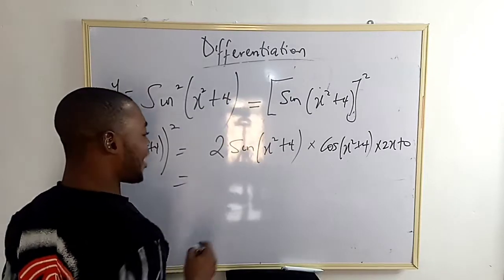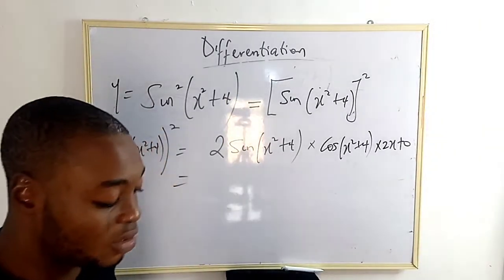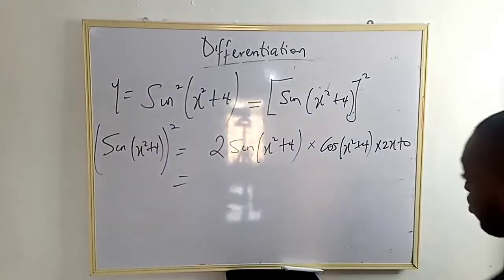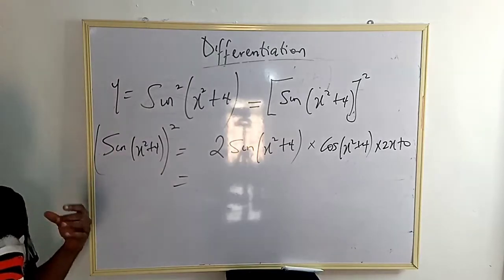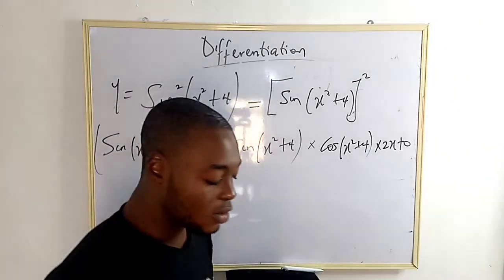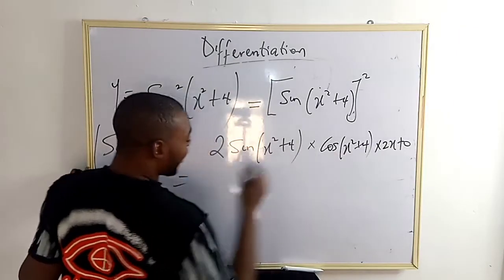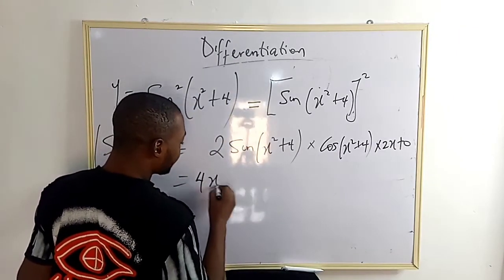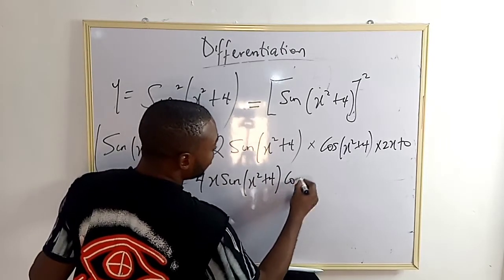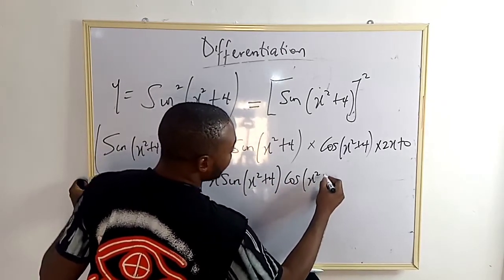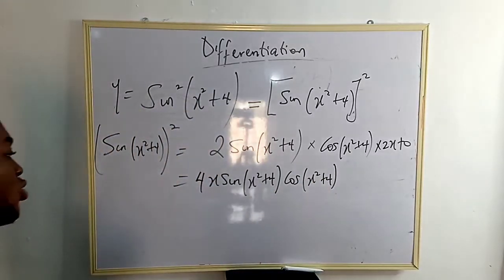It becomes easier like this if you go through this route than saying let u equal x, let u equal one thing. Sometimes it gets confusing if you have a function that is really bulky. So we have 2 multiplied by 2x, that's 4x sine of x squared plus 4 cos of x squared plus 4.